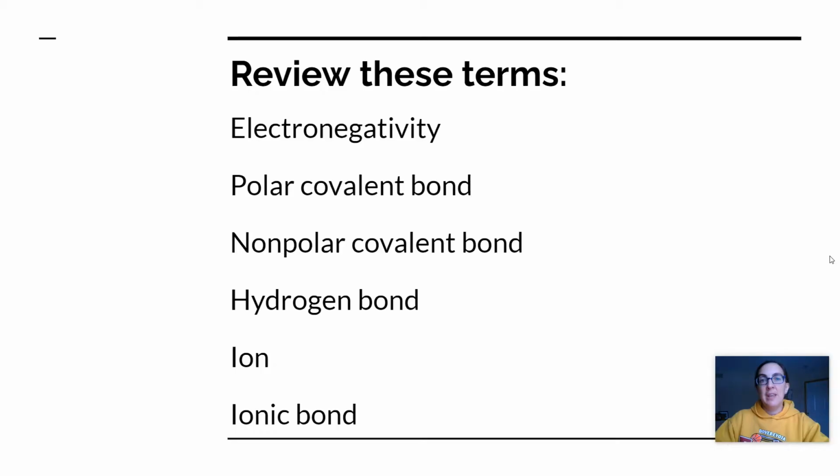As we get started today, start by reviewing a little bit of vocab. If you need to, pause the video and go back and make sure you know what these words mean. When you think of electronegativity in AP Bio, the most important elements that you need to understand are carbon, hydrogen, oxygen, and nitrogen. So see if you can remember, we've talked about this before, out of those four elements, which is the most electronegative?